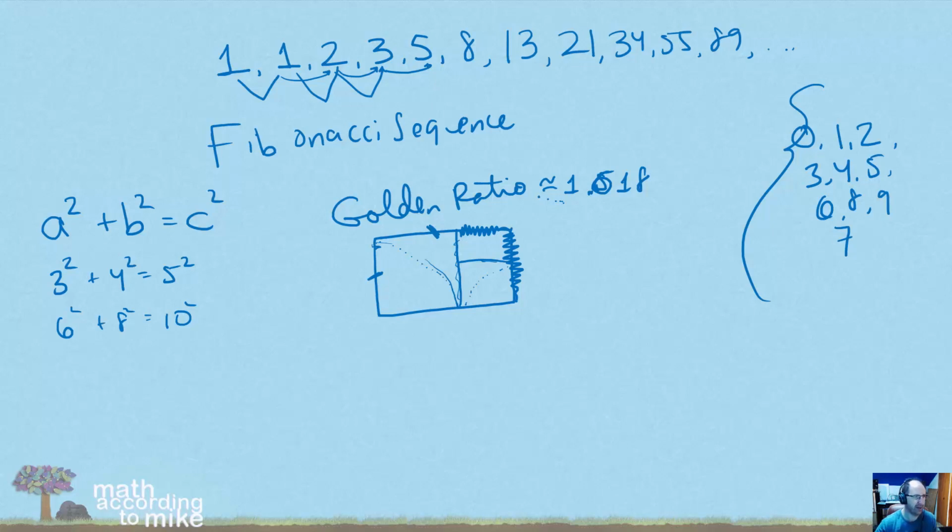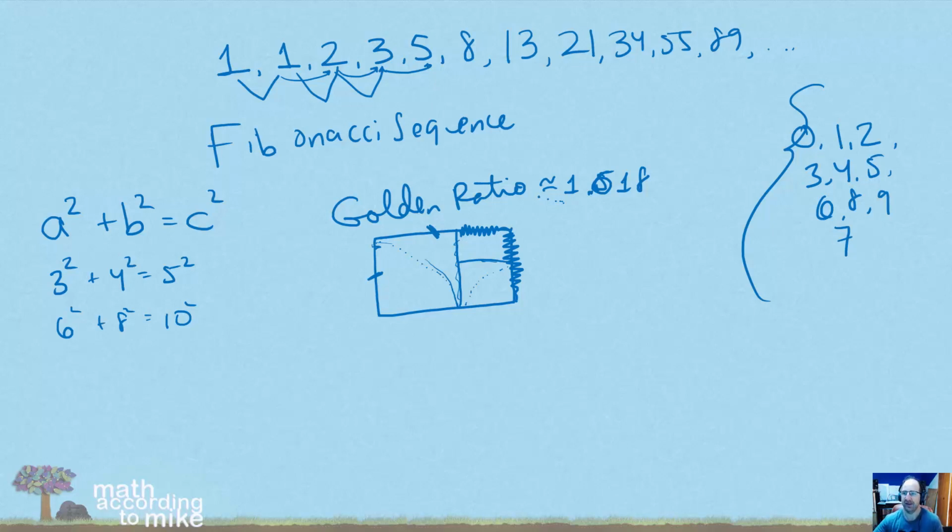Sorry, my phone's going off there and I did not answer it. 8 divided by 5 is 1.6. 13 divided by 8 is 1.625. 21 divided by 13 is 1.61538. 34 divided by 21 is 1.61905. So if you looked at the sequence of numbers, you keep bouncing around this 1.618. And if you kept going higher and higher, you get closer and closer. So that's the link between the Fibonacci sequence and the golden ratio.